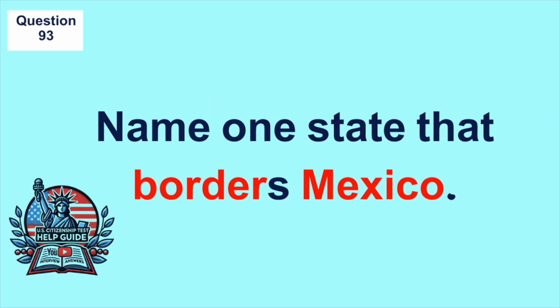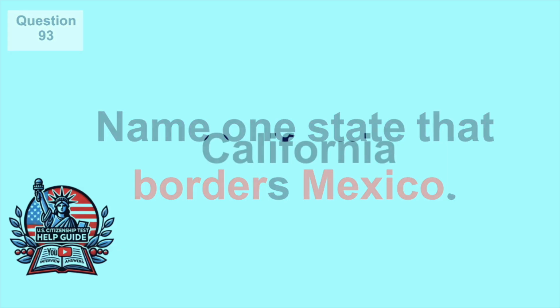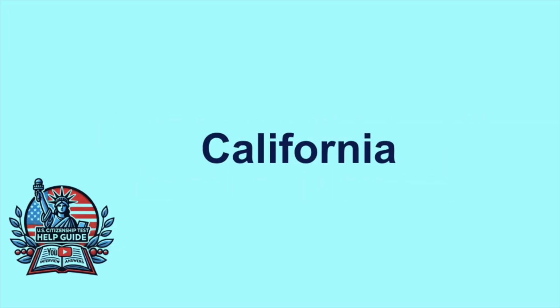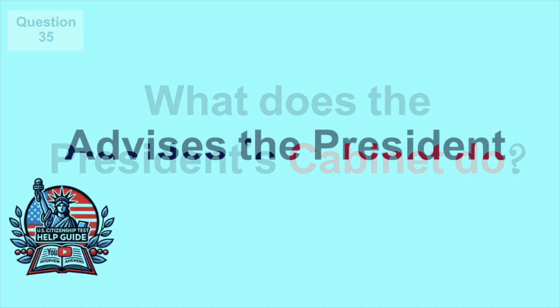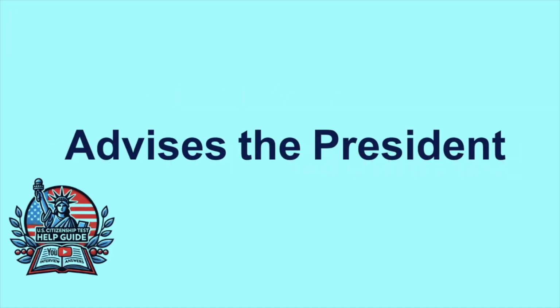Name one state that borders Mexico. California. What does the President's Cabinet do? Advises the President.